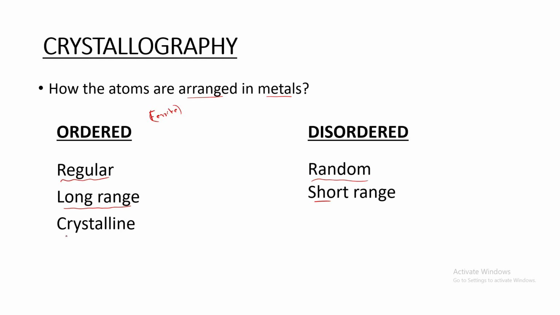If you find this ordered arrangement, that is a regular long range arrangement, this is a crystalline solid, and this is called an amorphous solid, that is a disordered arrangement of atoms or molecules. So the materials which have crystalline structures are called crystals, and the materials with a short range disordered arrangement of atoms are called glass.